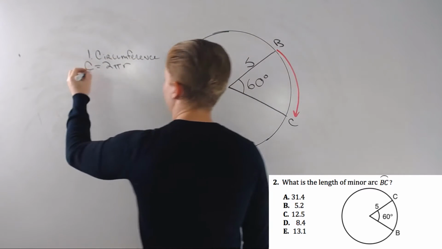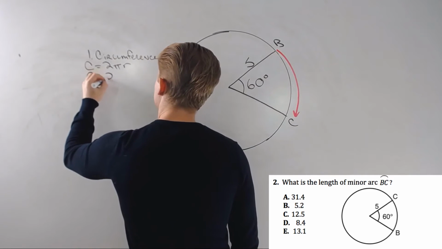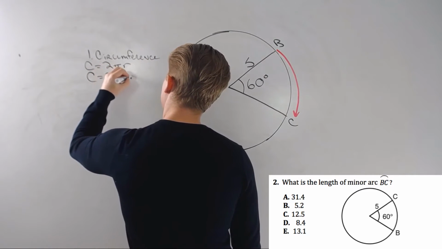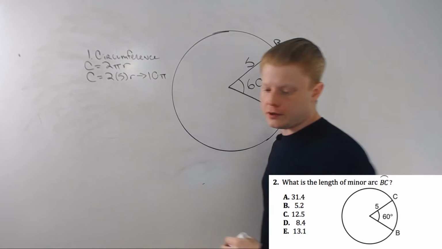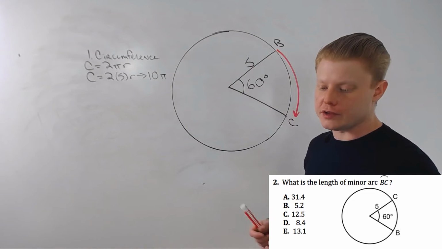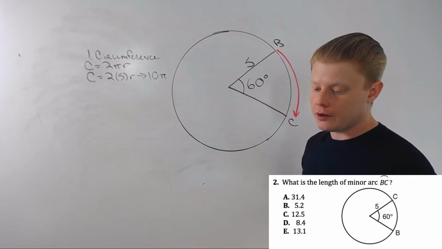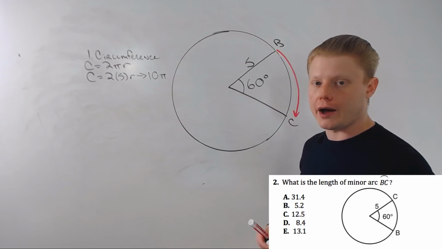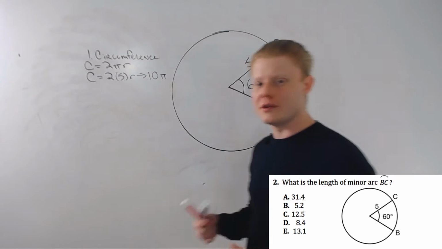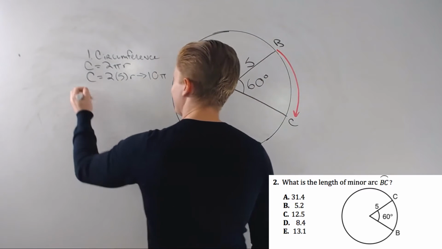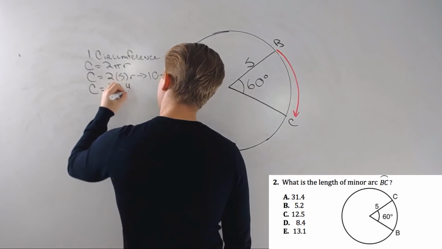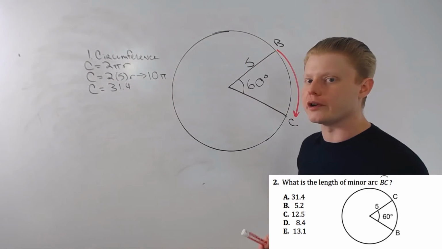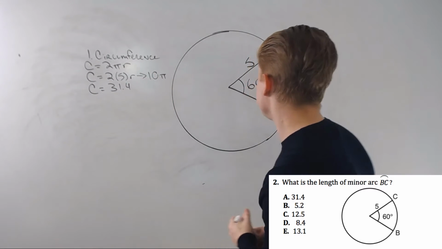Radius is given as 5. 2 times 5 times pi, or 10 pi. Now we can go ahead and look at our answer choices and see that everything is in terms of regular numbers. There's no pi's in there. So I'm going to go ahead and multiply this out as an approximate of 31.4. By the way, you'll notice that there's an answer choice for that. That's a pretty common trap. It's a halfway answer choice.